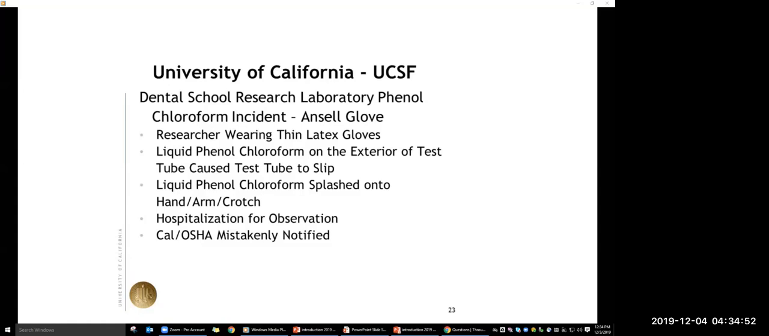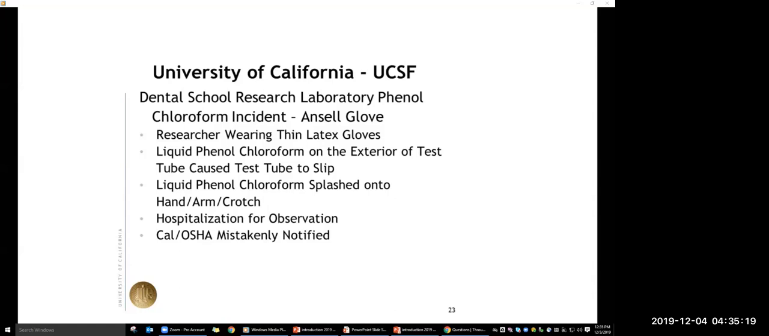While transferring the phenylchloroform from the container into the test tube, a small amount dripped onto the edge of the test tube and ended up on the outside. The liquid on the outside made it slippery, and when the researcher held the test tube, it slipped out of his hand, causing the entire test tube of phenylchloroform to splash onto his gloved hands.